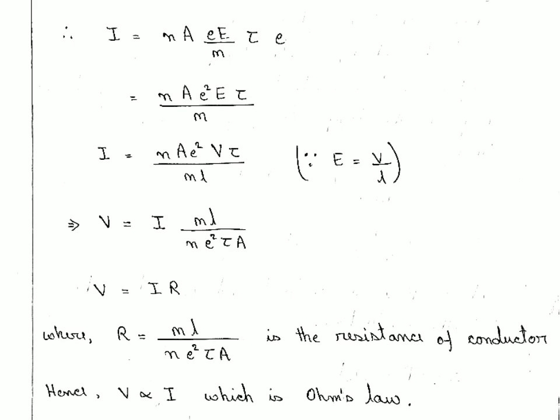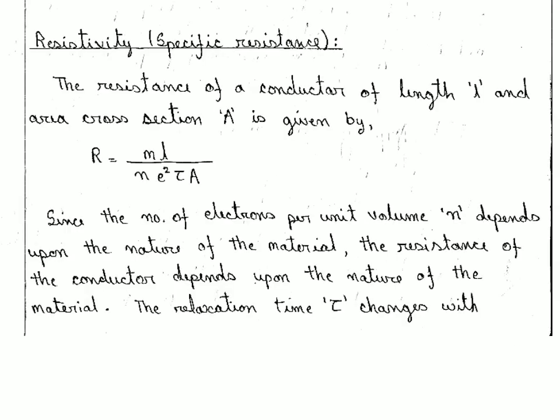From this formula, R is equal to ML divided by NE squared tau A, we will come to another topic, or we can define another quantity known as resistivity. So here, resistivity or specific resistance, we can define this quantity by using this formula: R is equal to ML divided by NE squared tau A.